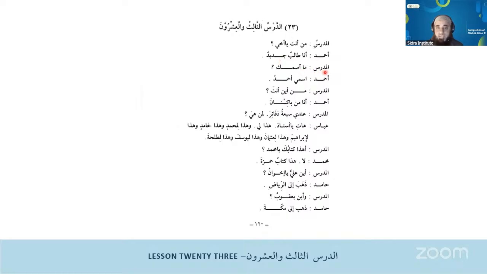Now the teacher carries on, Masmuka, what is your name? Ahmed replies, Ismi Ahmadu. My name is Ahmed. We can see that the first غير منصرف word we have come across is the word Ahmed. Ahmed doesn't have a tanween. We are not saying Ismi Ahmadun. We are saying Ismi Ahmadu. So, my name is Ahmed.